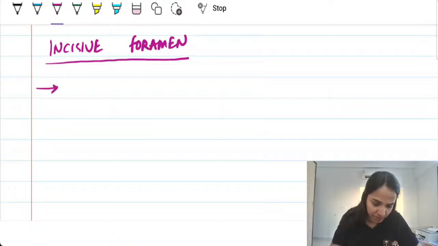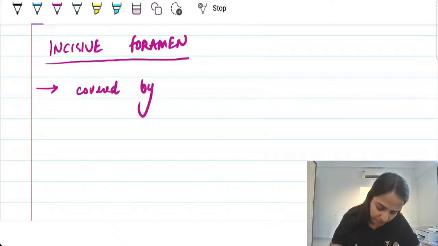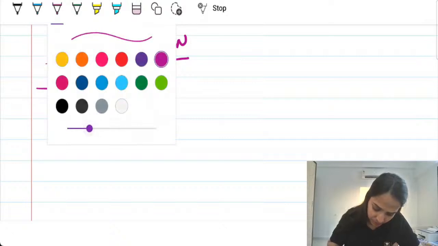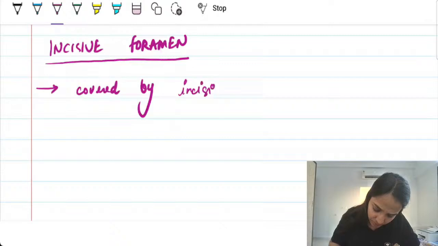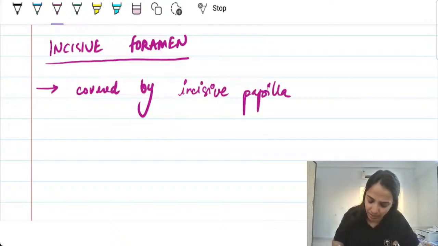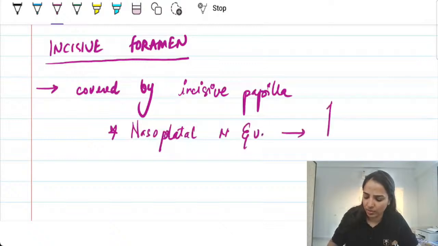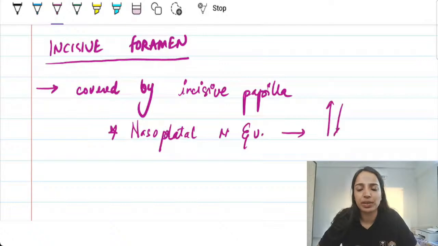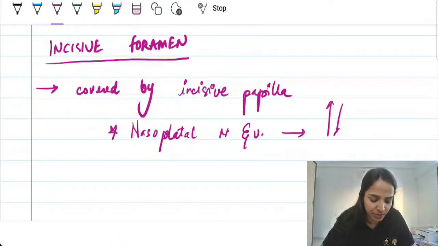So incisive foramen is covered by incisive papilla. And your nasopalatal nerves and vessels go to and fro between the nose and the palate through it. So if you apply overpressure over this region, it could result in pain as well as paresthesia. So definitely it is a relieving area and you should always give relief to it, right?